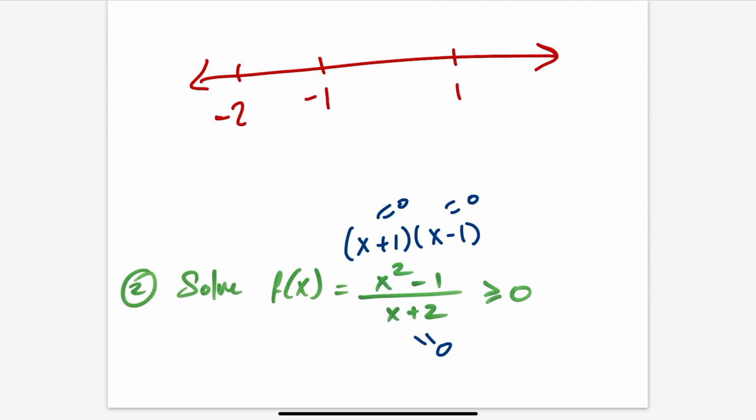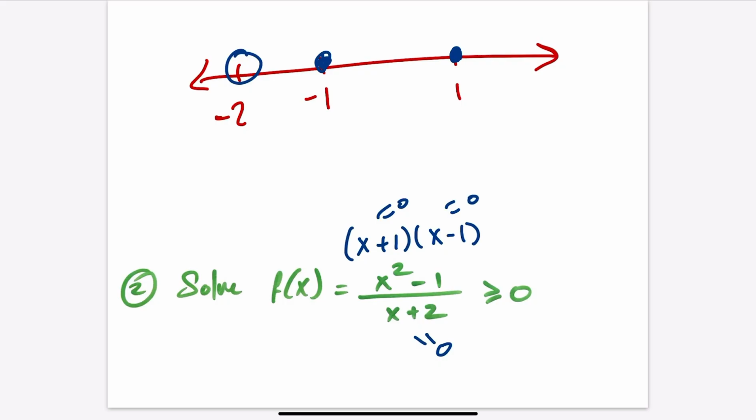Now, step 2 is open and closed circles. So if you notice, this is an inequality with the equal sign. So the numerator will always be closed. However, the denominator, no matter what this inequality looks like, because it's in the denominator, it always has to be open. So this is open, this is closed, and this is closed because of the inequality.